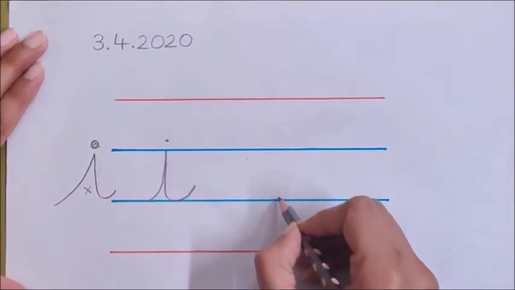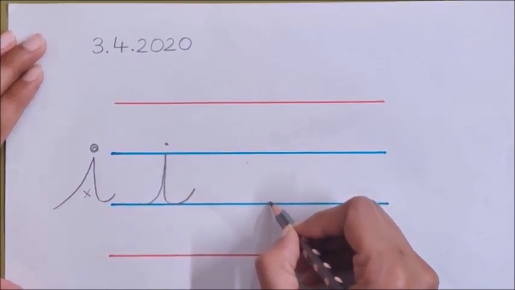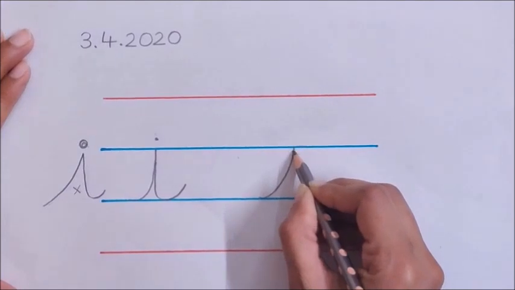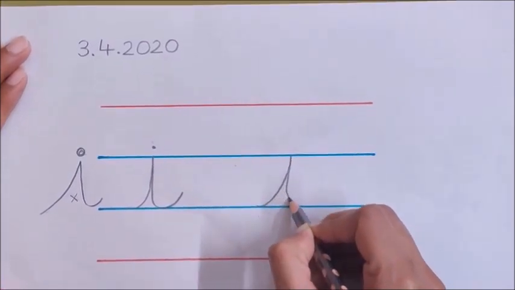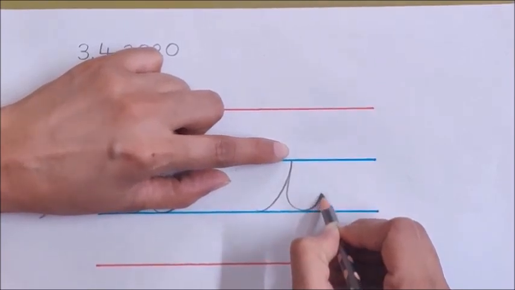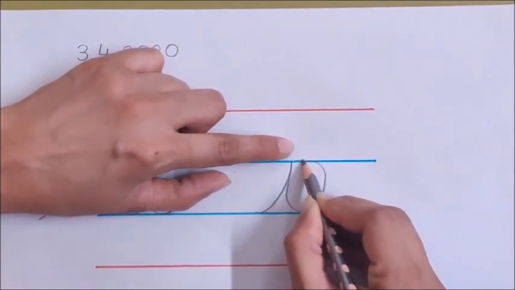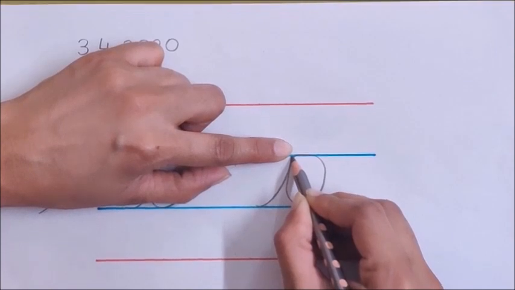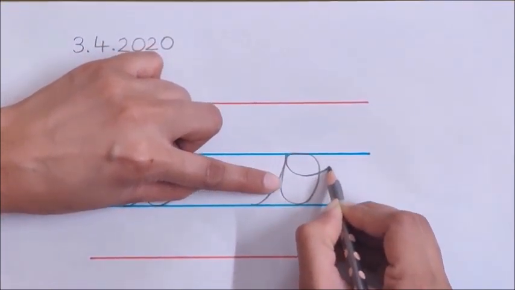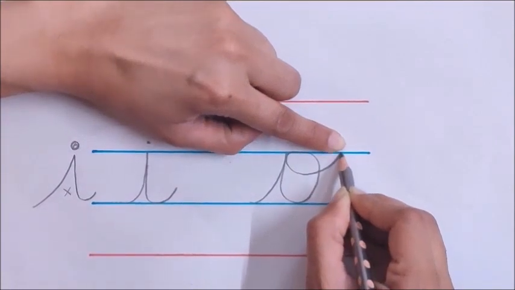Now let us see how to write letter O. Letter O is also just like letter I. First we will go up. Come back on the same line. Touch the blue line. Now I am going to come and touch this line. Come back, come back. And see, I have come here. Now go in and out. Touch the blue line.